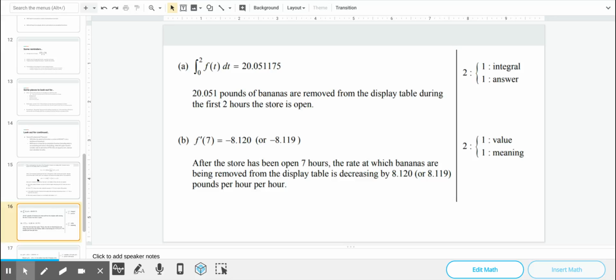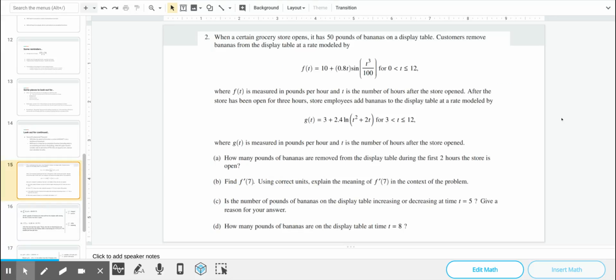Okay, part B. Find f prime of 7 and, using correct units, explain the meaning of f prime of 7, specifically in the context of this problem. Very important piece right there, which we'll get to. Important to note that I'm taking the derivative of f. We'd already said that f is technically a derivative already. It is a rate of change. So really you can think of this as finding the second derivative of whatever the function is that tells me the amount of bananas that have been removed. This is going to come into play specifically with using correct units, which we talked about earlier in the video.